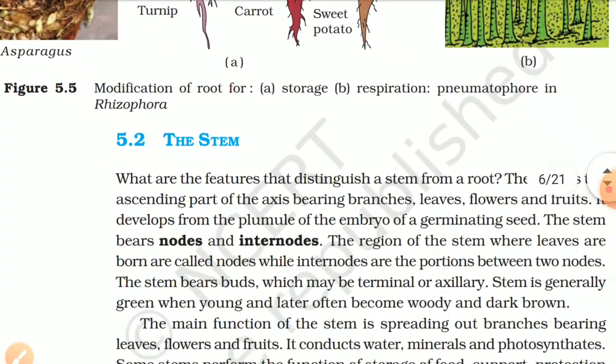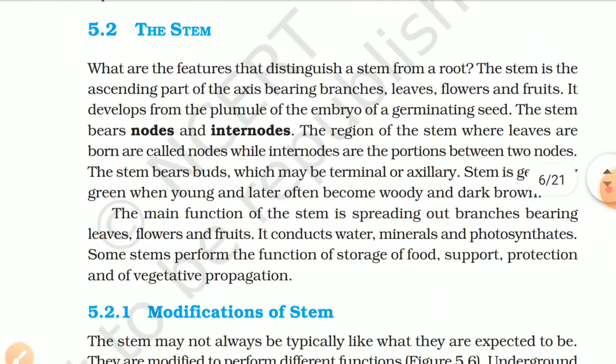5.2 The stem. What are the features that distinguish a stem from a root? The stem is the ascending part of the axis bearing branches, leaves, flowers, and fruits. It develops from the plumule of the embryo of a germinating seed. The stem bears nodes and internodes.